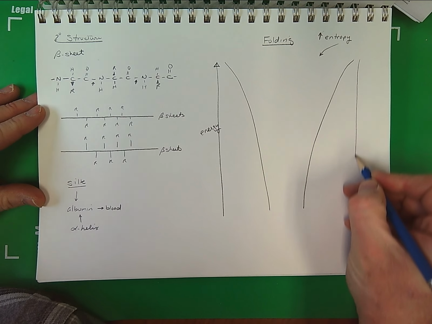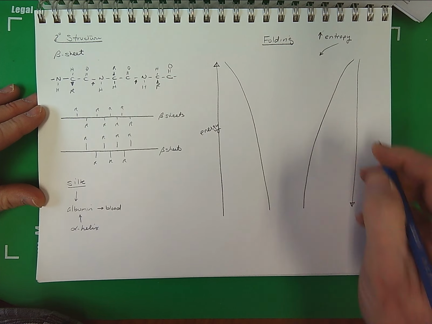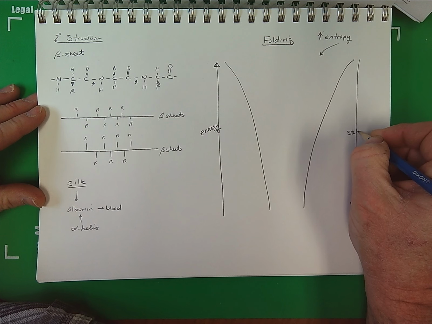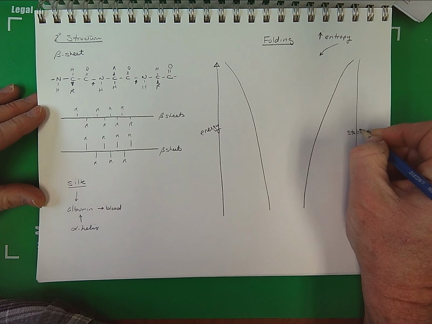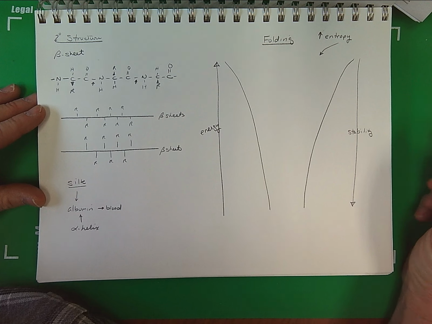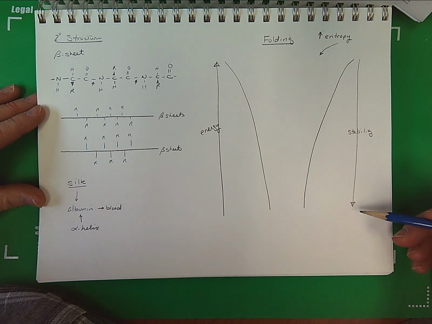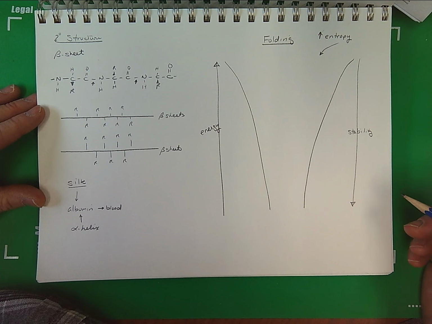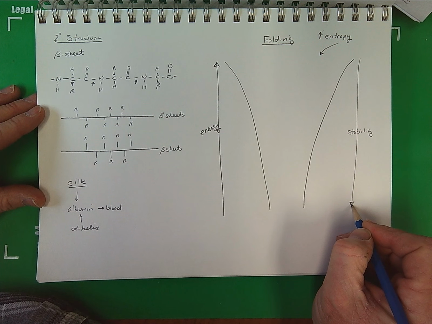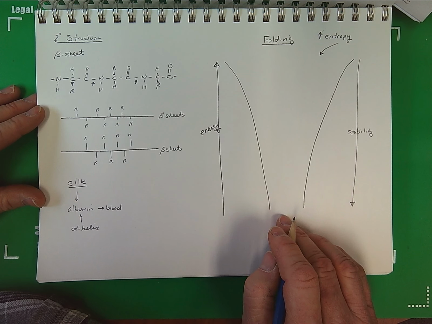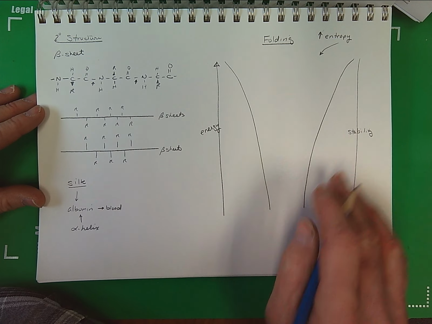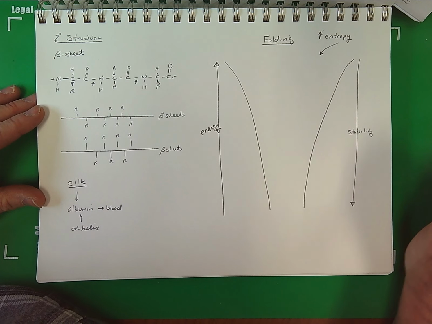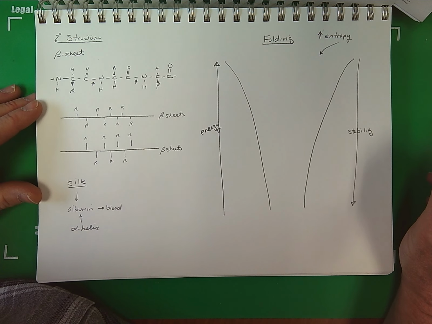If we look at another measurement called stability, stable conformations of proteins, this will decrease because we are forming the structure. So this will become more stable at the bottom. Now, how does this consideration determine protein structure?